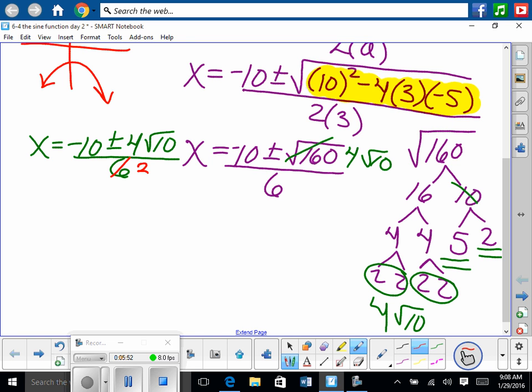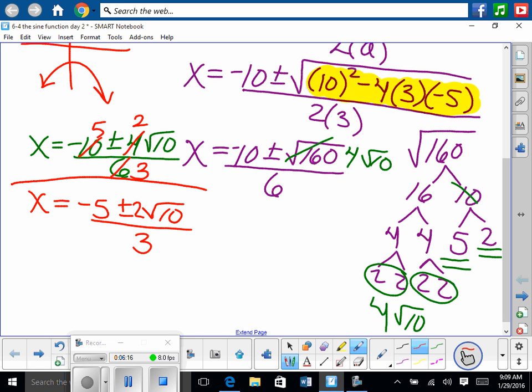So this divided by 2 is a 3, this is a 2, and a 5, right? So negative 5. So our final answer will be x is equal to negative 5 plus and minus 2 square roots of 10 all over 3. And there's 2 answers. If you needed to split it up, you'd have negative 5 plus 2 square roots of 10 over 3 and negative 5 minus 2 square roots of 10 over 3. Does everybody see how to use the quadratic formula appropriately and correctly? Okay, so good.